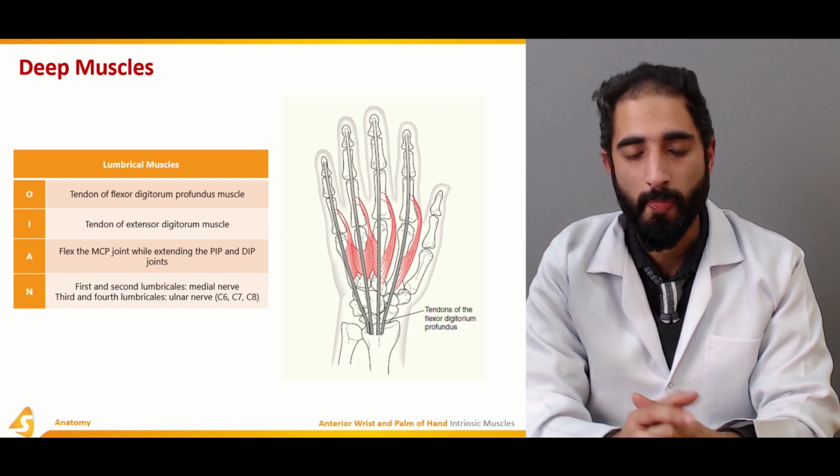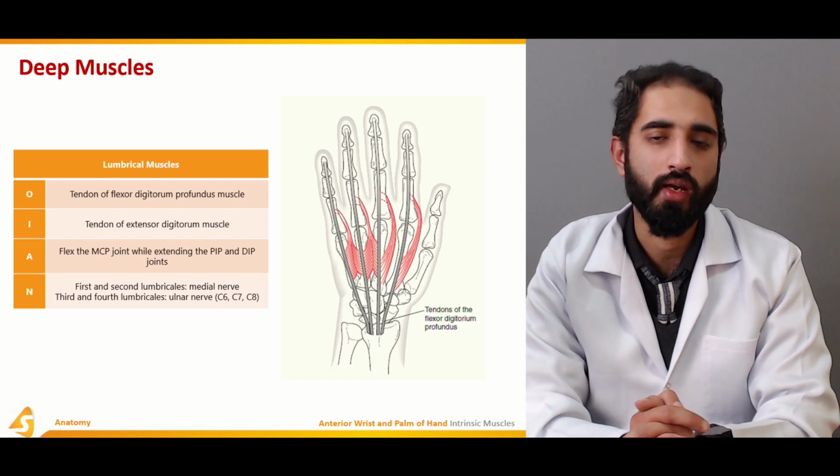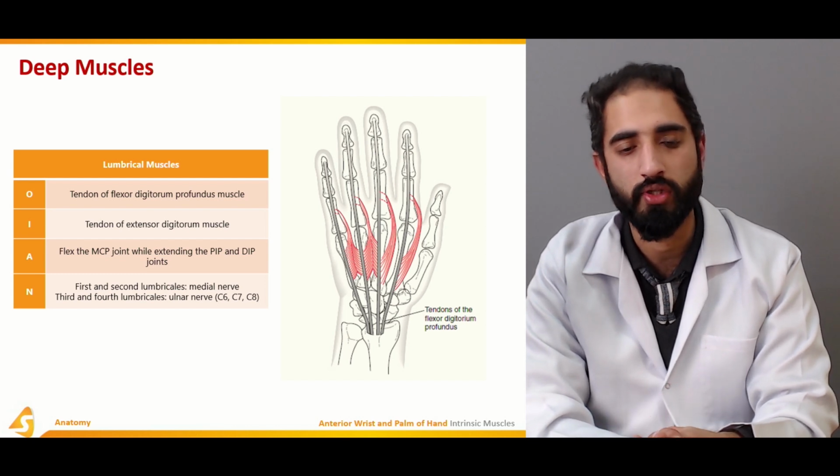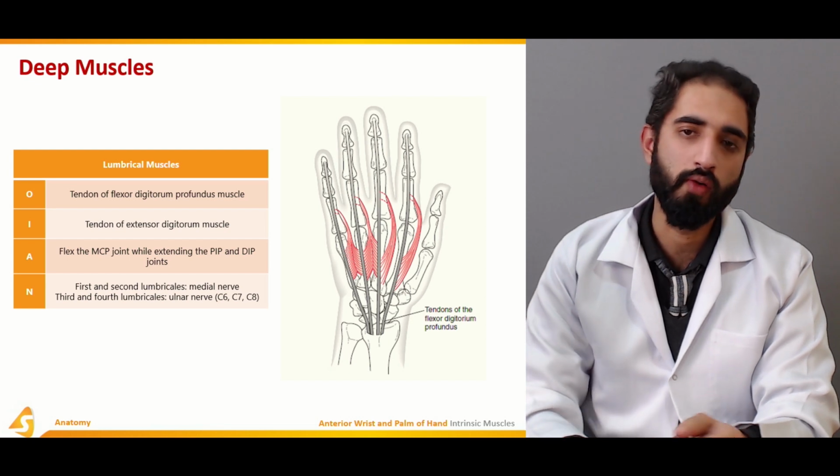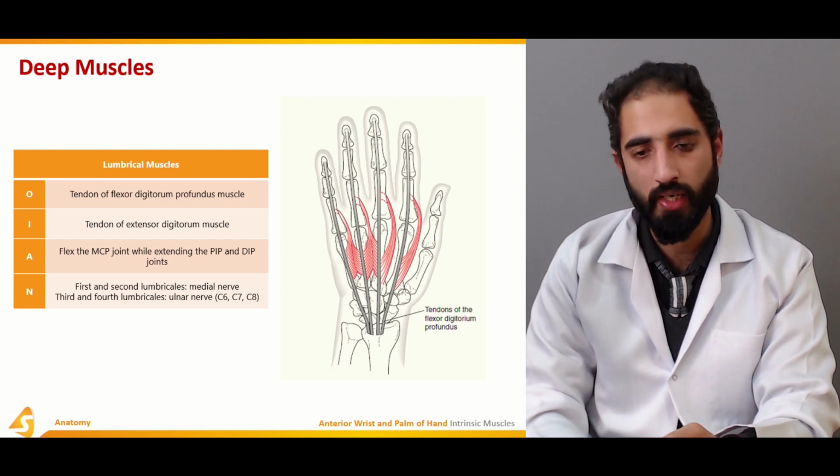aspect for its insertion. The nerve supply is that first and second lumbricals are supplied by the median nerve, and third and fourth lumbricals are supplied by the ulnar nerve via the nerve roots C6, C7 and C8.